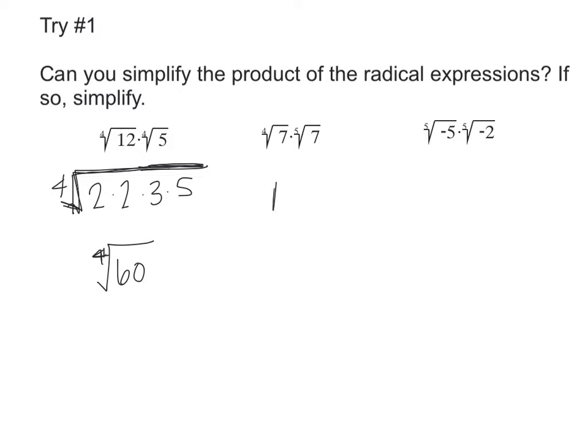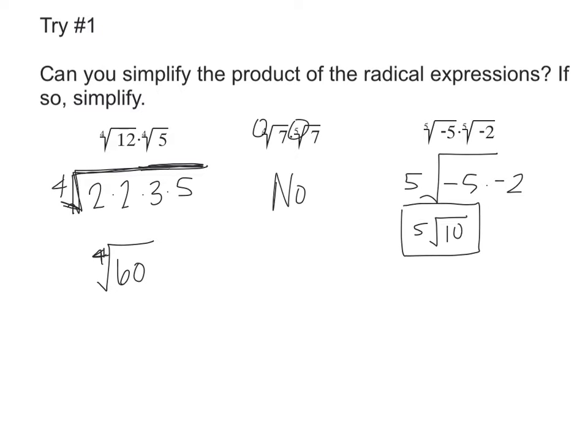Alright, the next one is a no because they have different indexes. And then this last one is a yes. We have the fifth root of negative 5 times negative 2, which is really the fifth root of 10. And that's going to be our final answer because we can't break it down further than that.